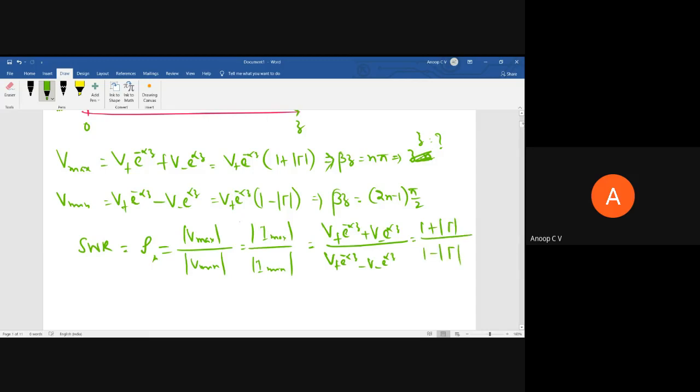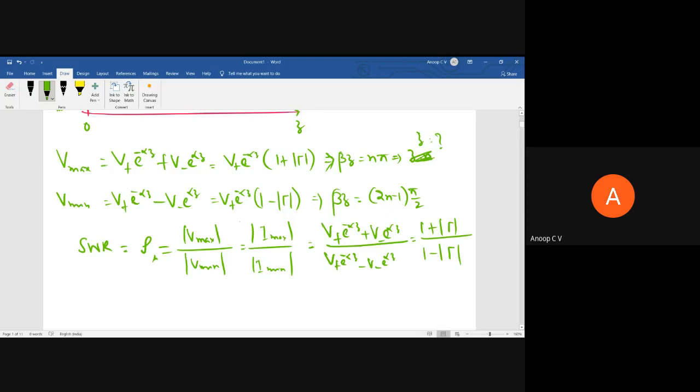These were the results I just wanted you to carry forward. If you don't remember anything else, I won't mind, but you should know what a standing wave is. You should be able to define a standing wave, and know what the maximum value, the minimum value, and the standing wave ratio are.